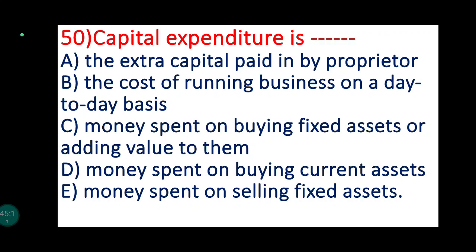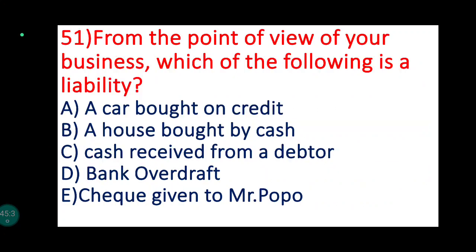it is the money spent on buying fixed assets or adding value to them. So the answer is C. Capital expenditure means whatever money is spent on buying fixed assets or adding value to them. See student, there is a separate video where I have explained capital expenditure and revenue expenditure. I will post the link in the description. If you wish, you can find it for more explanation on the same.